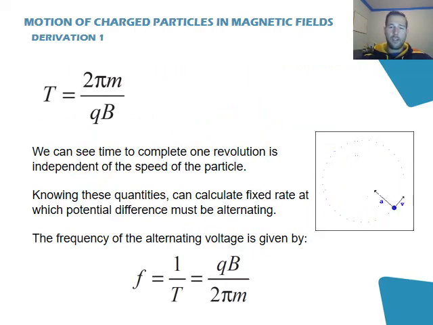Looking at the equation we've just derived, we can see the time to complete one revolution, the period T, is actually independent of the velocity of the particle. All that the period is based upon is the mass of the particle, the charge, and the magnetic field. Knowing these quantities, we can work out the frequency we need for our alternating potential difference, and the frequency is the inverse of the period. This is given at the bottom of this page: the frequency is equal to the charge times the magnetic field strength divided by 2 pi times the mass.